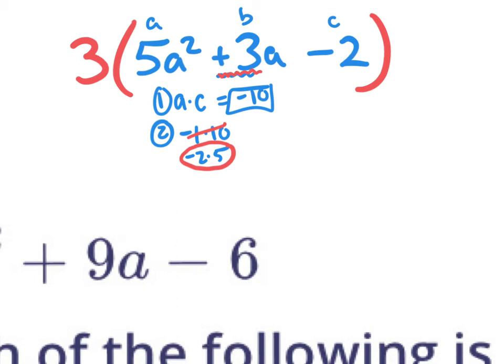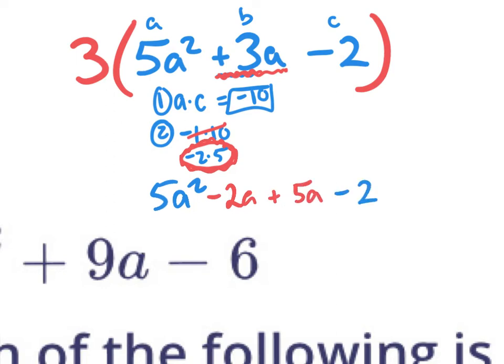Again, step 3 on this process is to rewrite it as 5a squared, but instead of positive 3a, I'm going to rewrite it as negative 2a plus 5a. And then I have the minus 2 at the very end. Again, all I did was rewrite this quadratic trinomial as a polynomial of 4 terms. I rewrote the middle term, 3a, as negative 2a plus 5a, because that's the same thing as 3a. And where did I get these numbers from? From step 2.